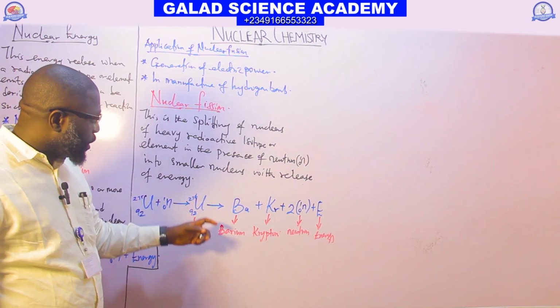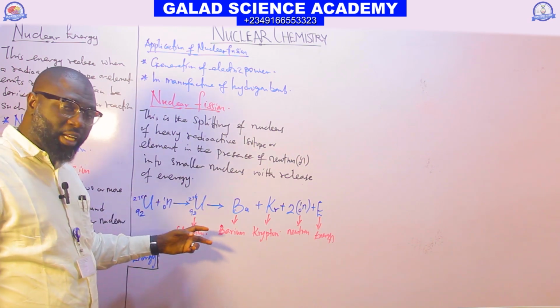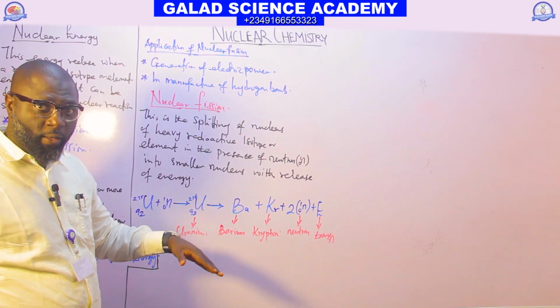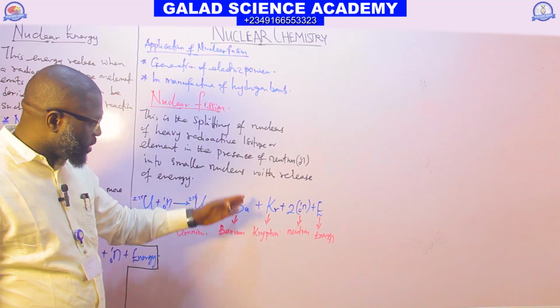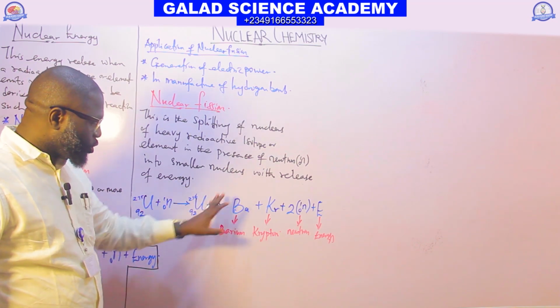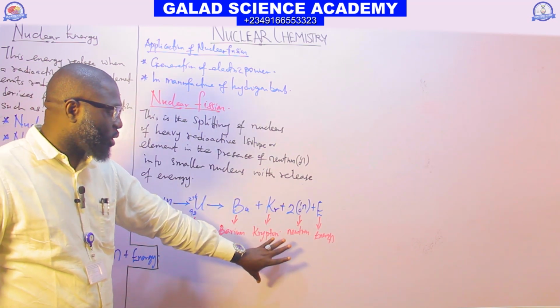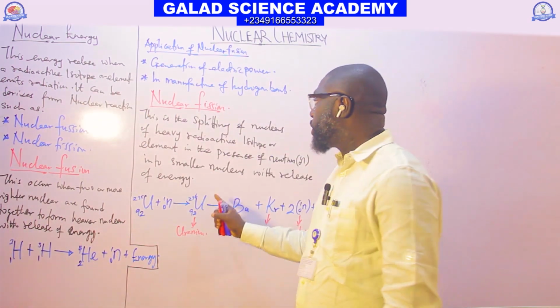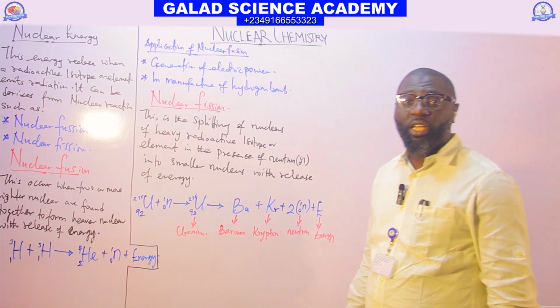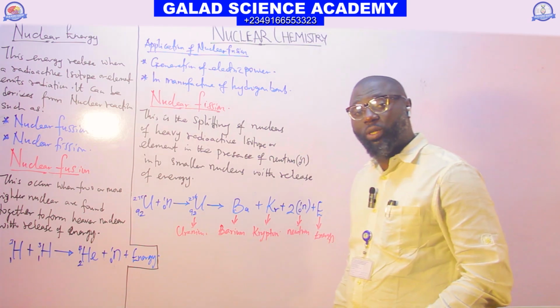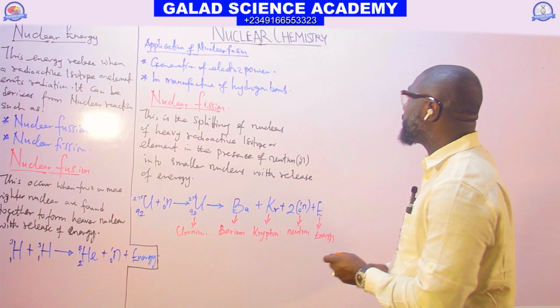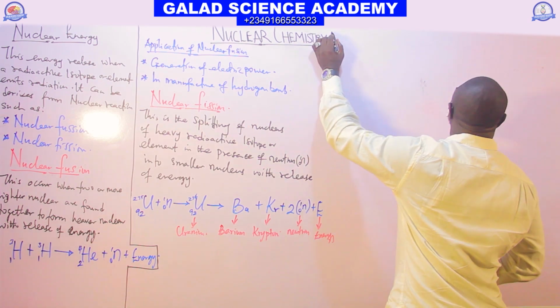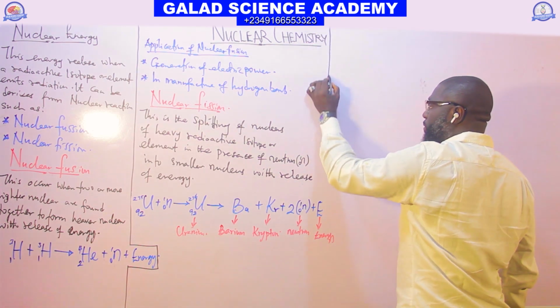its nucleus now emits radiation and splits into barium and krypton, with release of energy. That is nuclear fission. The next one is the application of nuclear fission. What is the application of nuclear fission?